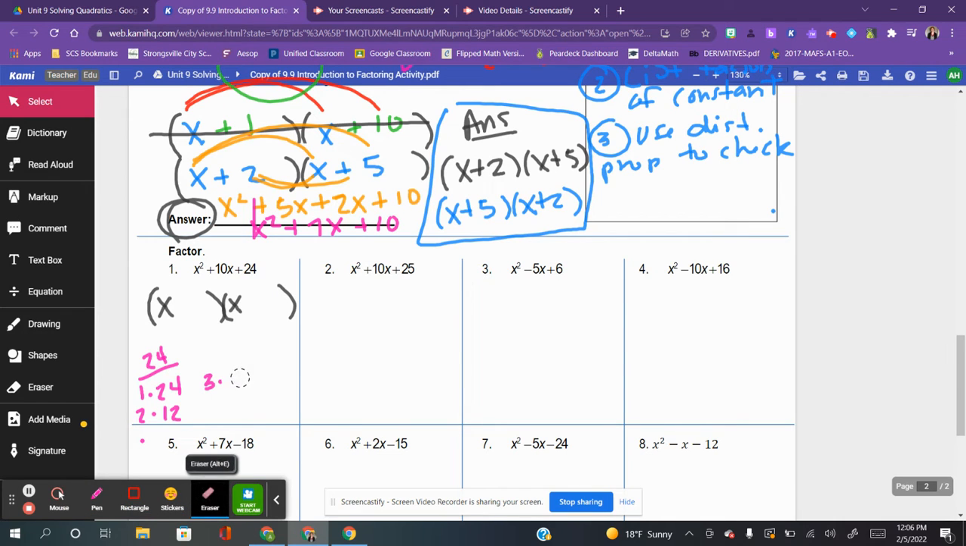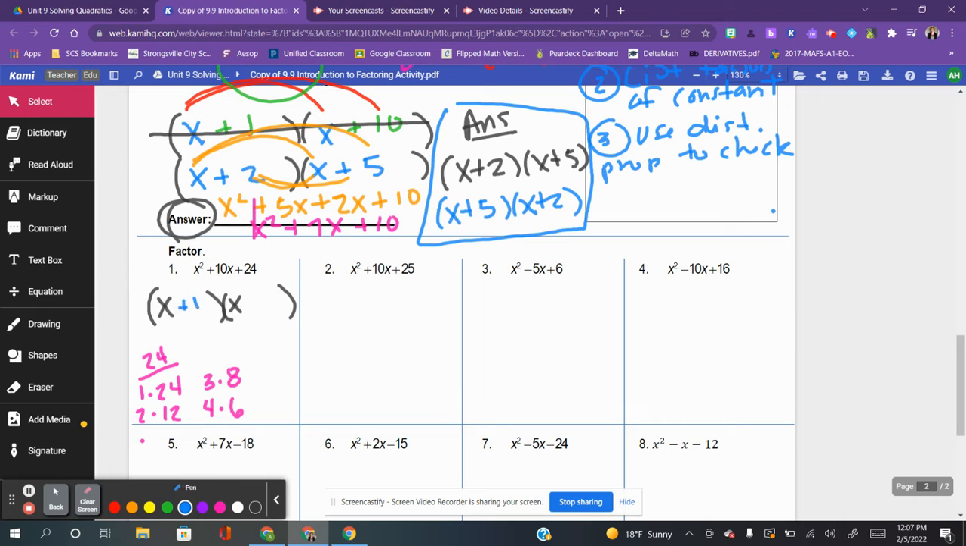3 times 8 and 4 times 6. There we go. Of course, I could do all the negatives of those, but notice that my problem doesn't have any negatives in it. And so if my problem doesn't have any negatives in it, I don't need to bother with the negative numbers. Okay, so let's give it a try.